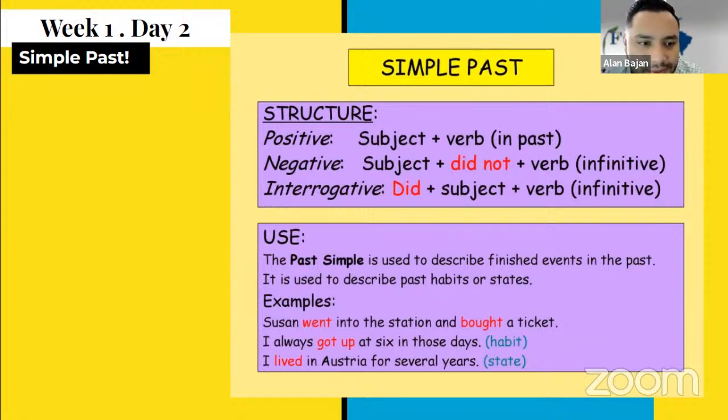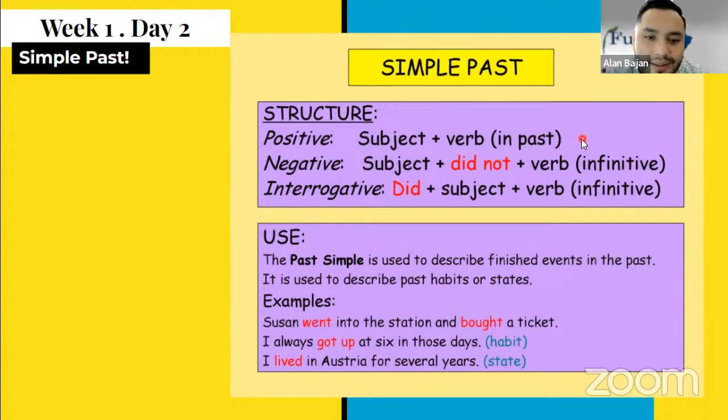Please read the structure for positive sentences. Maria Isabel. Positive. Yes, please. The structure. Okay. Subject plus verb in past simple, right? Positive sentence, a simple structure. Subject plus verb and complement, right?